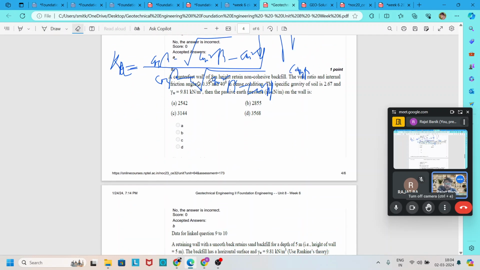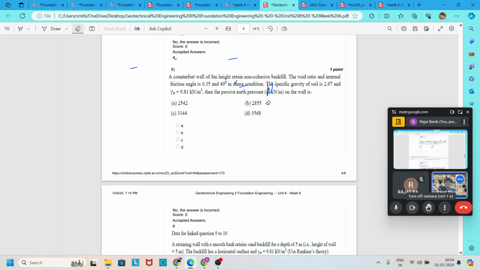Now move to question number 8. It says a counterfort wall, which is also a retaining wall, of 8 meter height on non-cohesive soil backfill. Void ratio and angle of internal friction in dense condition are 0.35 and 40 degrees respectively. Specific gravity of the soil is 2.65 and unit weight of water is 9.81 kilonewton per meter cube. Then the passive earth pressure on the wall is to be found.